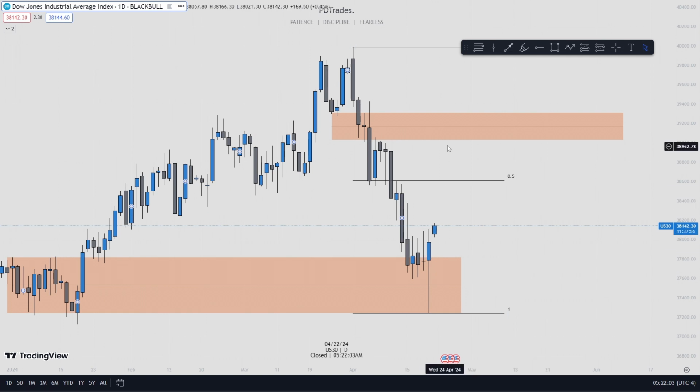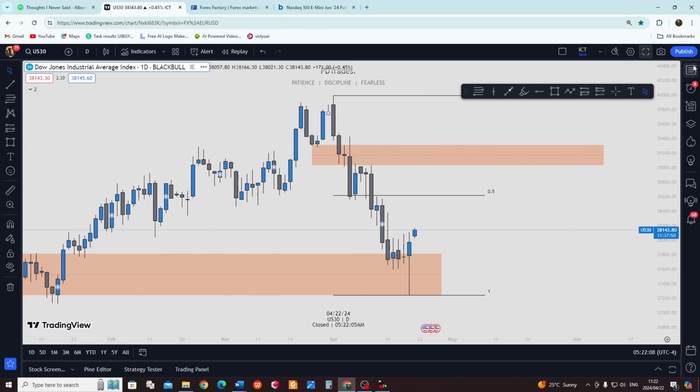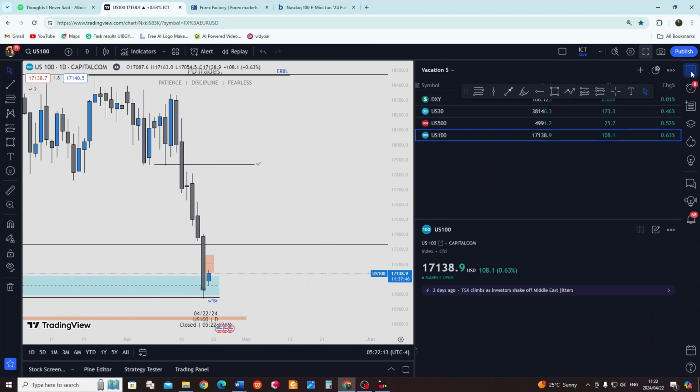So I'm thinking it might push price to the buy side and enter the discount area. So what's important is that you understand where the narrative is at.